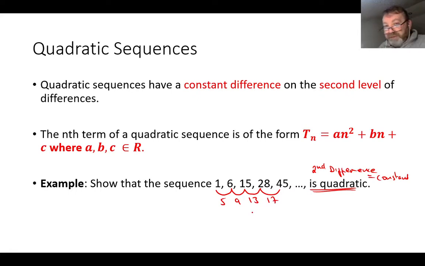So the first level difference is not constant, therefore it is not arithmetic. Let's go to the second level. The difference between 5 and 9, 4. 9 and 13, 4. 13 and 17, 4. So there is a constant second difference, and the constant second difference is equal to 4. So we write that down: second difference is equal to 4. What I've done is prove that this particular sequence is quadratic, because the constant difference doesn't fall out until the second level of differences.